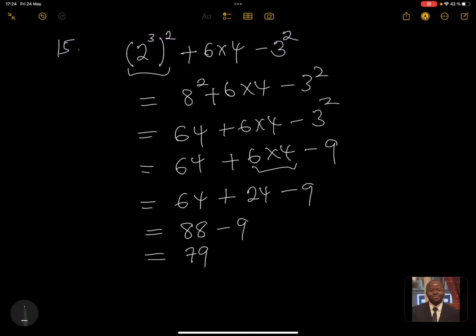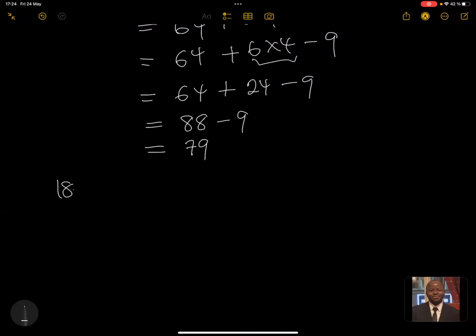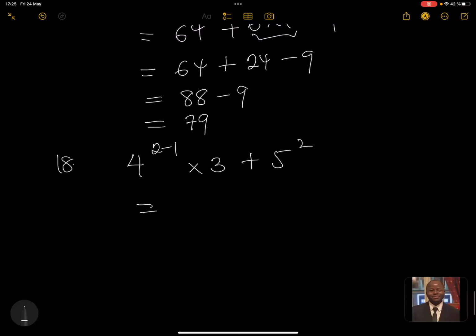question 18. All right. So question 18 says, what is the value of 4 to the power 2 minus 1 multiplied by 3 plus 5 squared? How is it? 4 to the power 2 minus 1 multiplied by 3 plus 5 squared. So to deal with this problem, we can see exponents flying here and there, and even an exponent with another operation at the top.